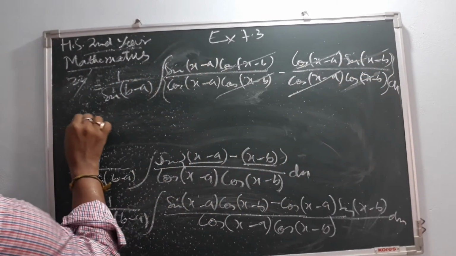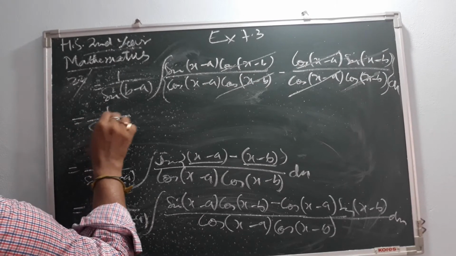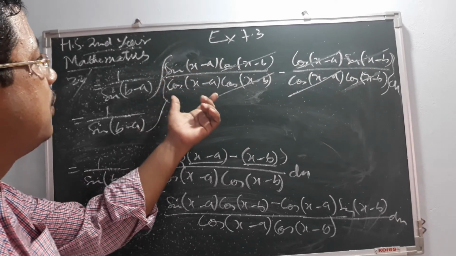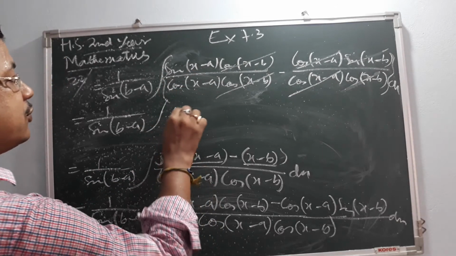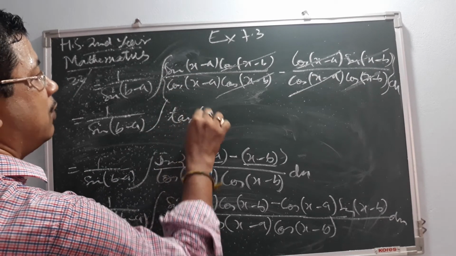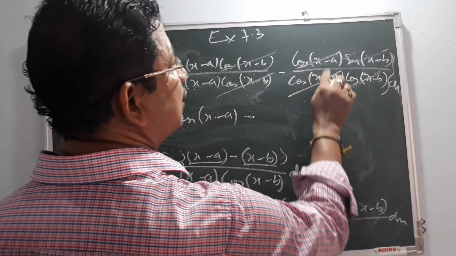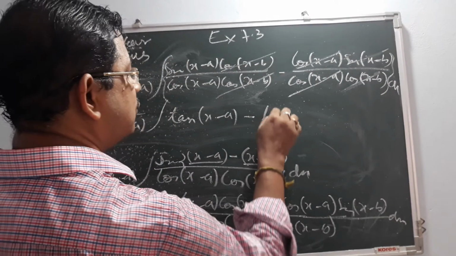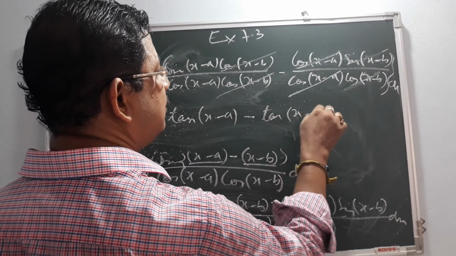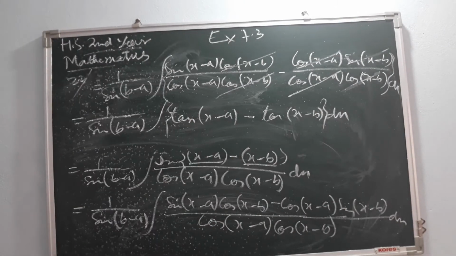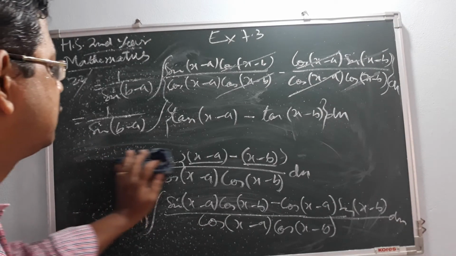So this is 1 by sine b minus a integration. See, sine x minus a by cos x minus a, definitely it is tan x minus a, minus, here cos cancels, sine by cos. Here also we have to write tan x minus b, whole thing dx. Now only we have to do the last part of this one.